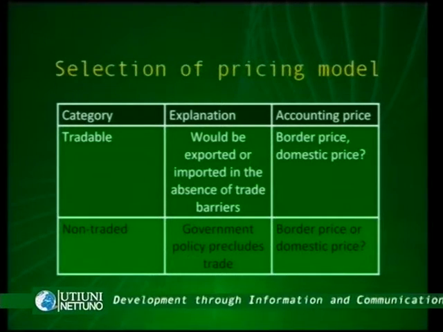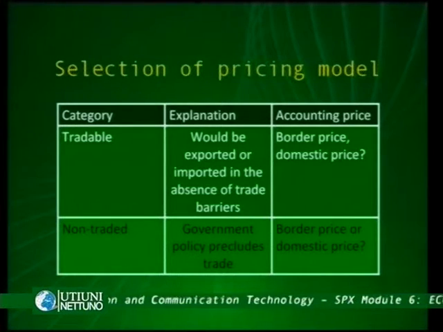And non-traded goods are a very similar case, because at the moment they are not traded because government policy precludes trade. So again, if these trade barriers were removed, probably these goods could be traded. The difference between tradable and non-traded is that tradable goods are proven, have already been traded, so it's proven that they can be traded, whereas non-traded goods have never been traded, but we know that at the moment there is some constraint on their trading, and we guess that if the constraint was not there, these goods could be exported.